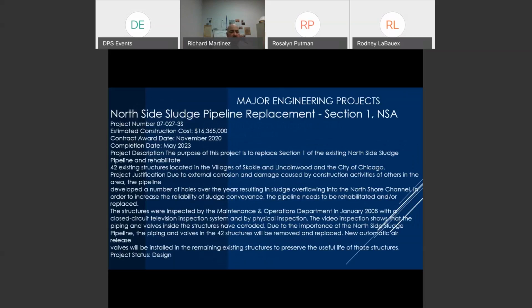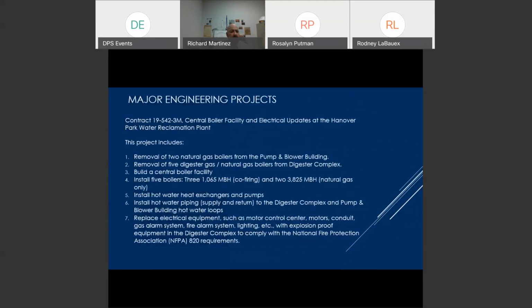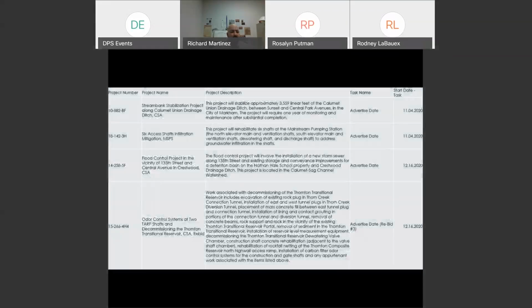This one's actually already on the street, but we have some additional ones here. And these projects you can find online at the district's website, www.mwrd.org. It'll be in my final slide. So you'll be able to view that again, and you'll be able to click on doing business with us. And when you go to Procurement Services, you're going to see a number of these contracts that are currently being advertised or set to be advertised.